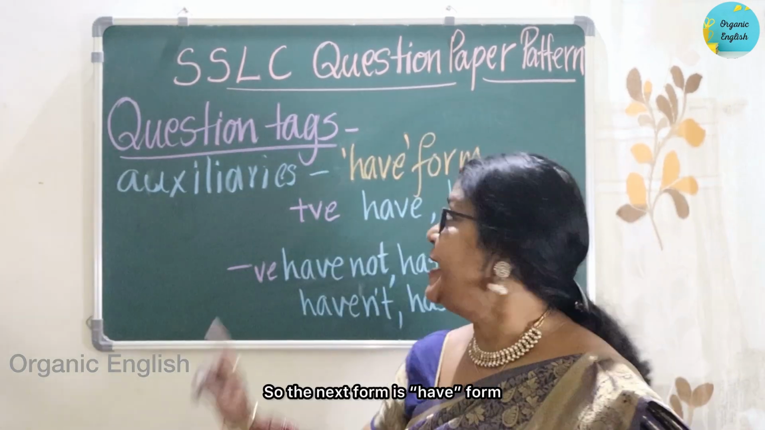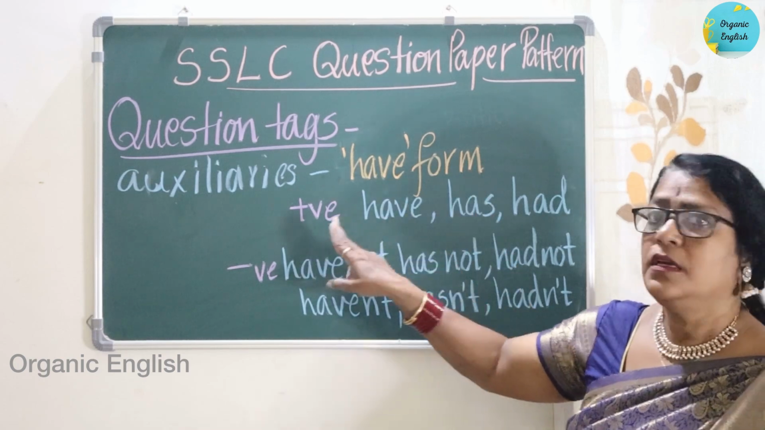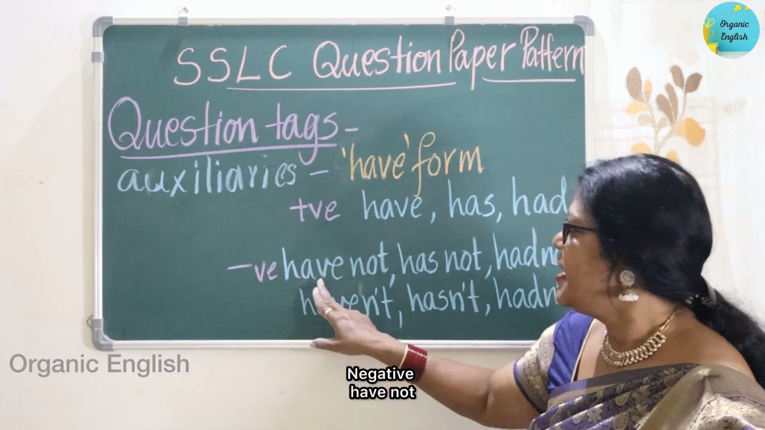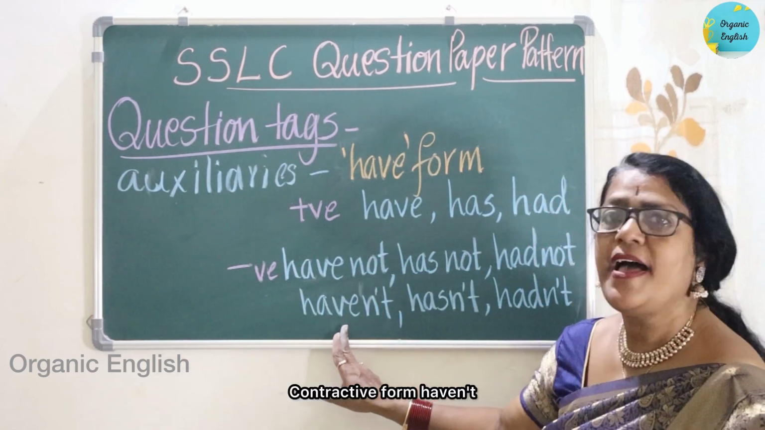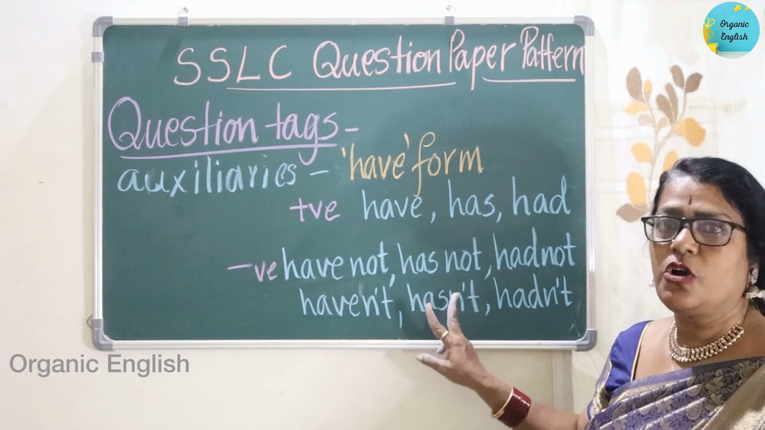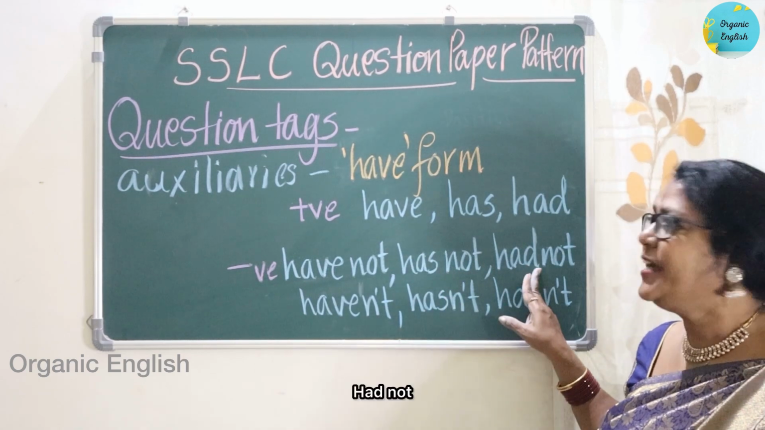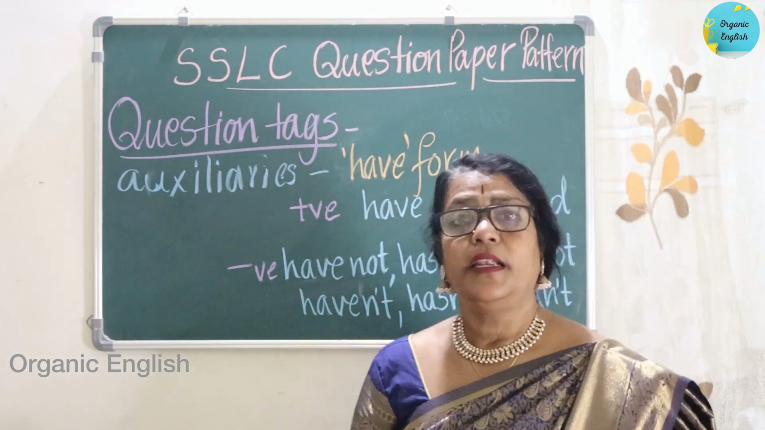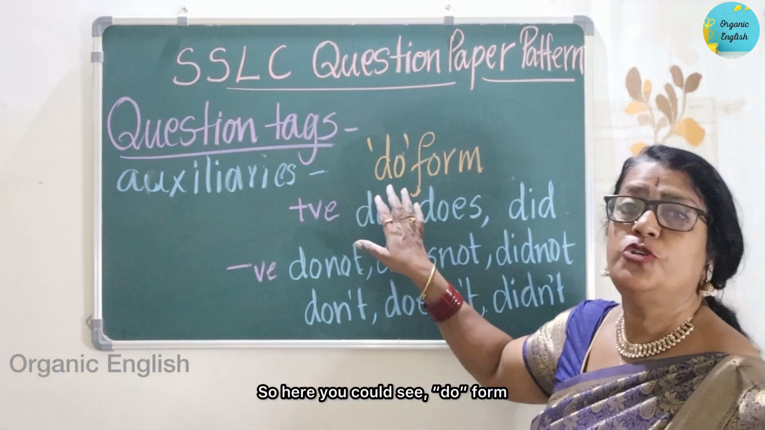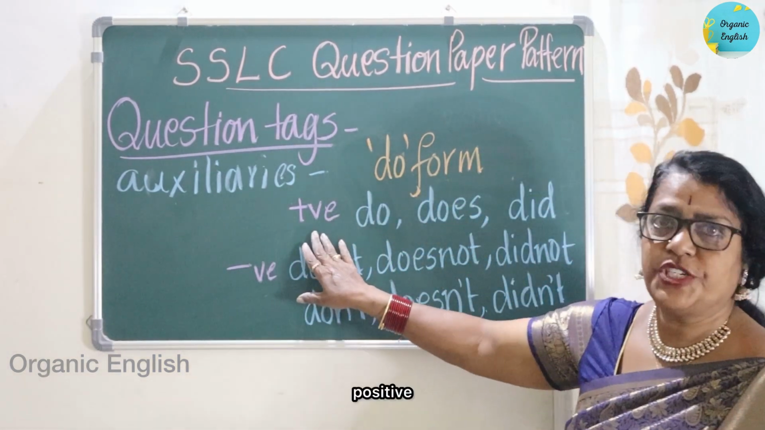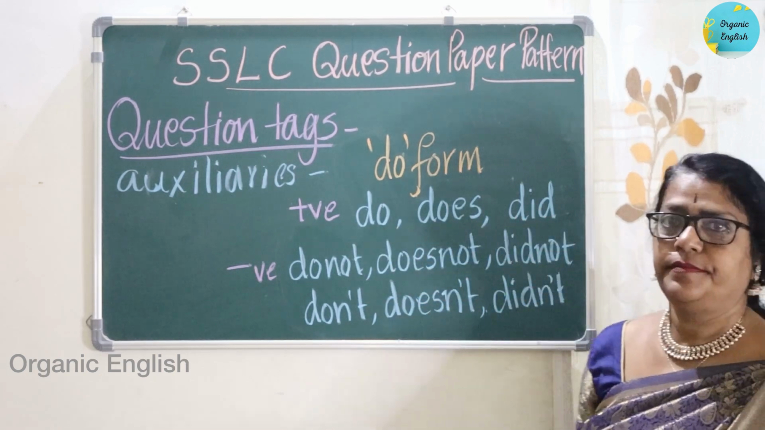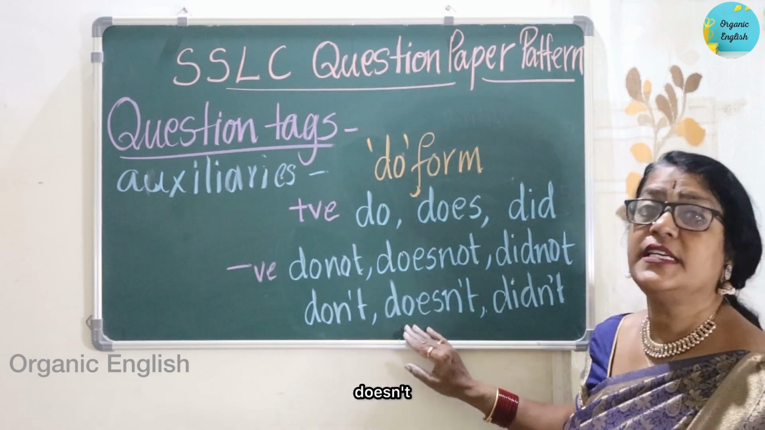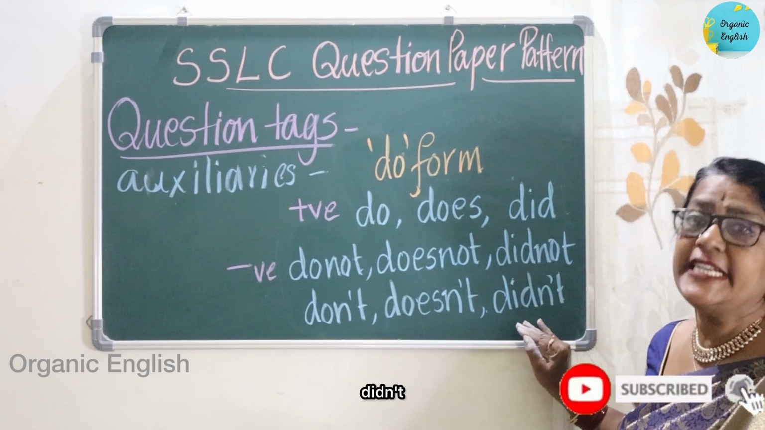Shall we go to the next form? The next form is have form. Positive: have, has, had. Negative: have not. Contractive form: haven't. Has not, contractive form: hasn't. Had not, contractive form: hadn't. So this is the next form. Let's move to the next form. Here you could see do form. Positive: do, does, did. Negative form: do not, don't. Does not, doesn't. Did not, didn't.